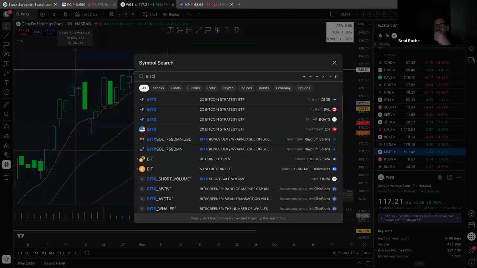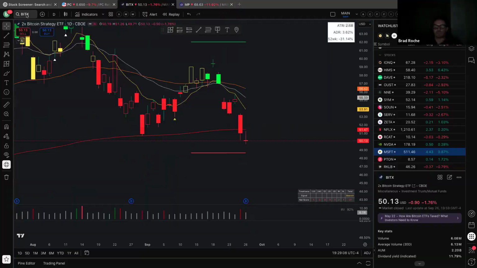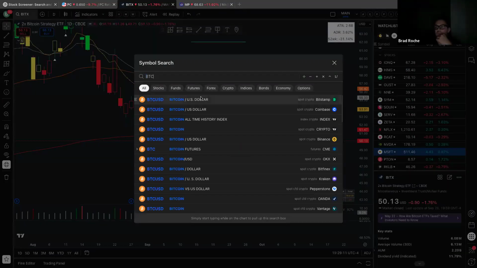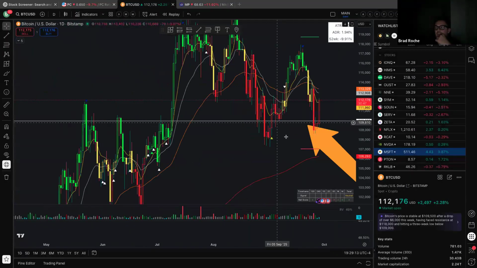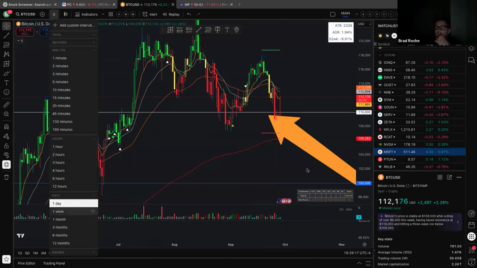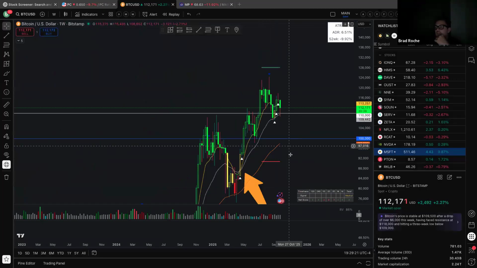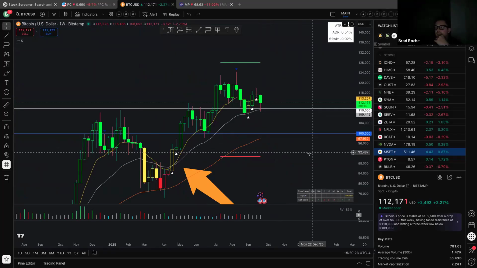BITX. Let's look at Bitcoin because that's more the way to look at it. Yeah, so this one is bouncing back. Maybe it will set up again. So I'd probably give it a week and then look for it to set back up.